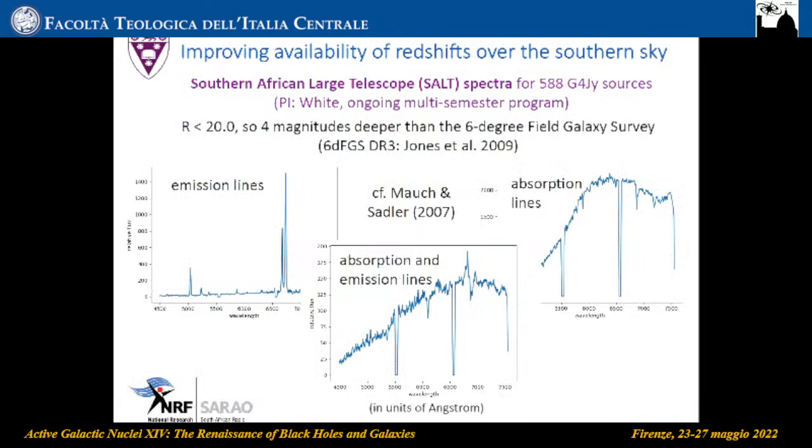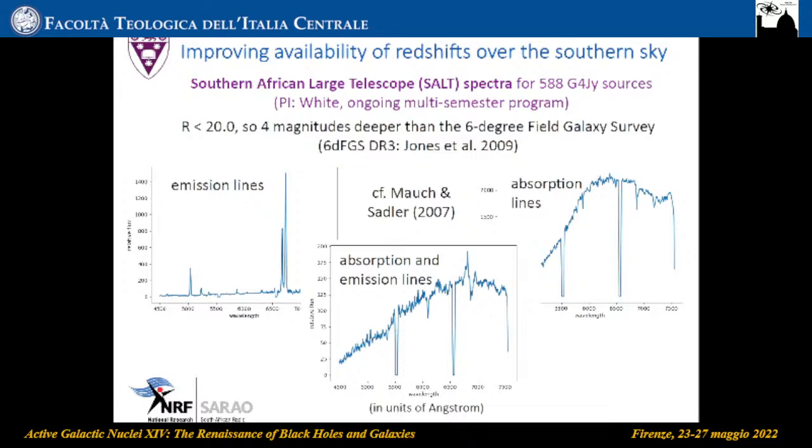And coming towards the end of the talk now, additional follow-up using the Southern African Large Telescope. This is to put together the optical spectroscopy we need, because of course we need those redshifts in order to calculate intrinsic properties. Note that the existing survey over the entire southern sky is really the 6-degree field galaxy survey. But with our ongoing multi-semester campaign, we're able to go 4 orders of magnitude deeper. And here are a few examples where we have radio-loud AGN showing very nice clean emission lines, some showing nice absorption lines, and of course a mixture of the two.